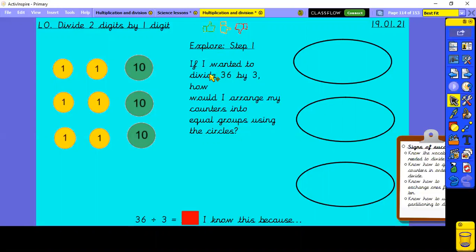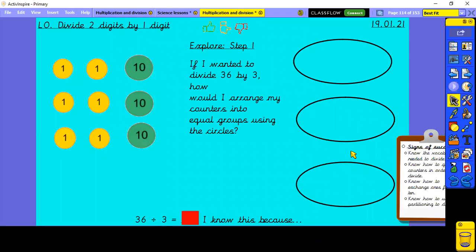If I wanted to divide 36 by 3, how would I arrange my counters into equal groups using these circles here? So how can I divide 36, which I've got here, into 3 equal groups using my counters? So what you could do now is you could either just have a think about it, or you could draw how you would divide 36 by 3 into 3 equal groups. So just pause the video and think about how we could do this calculation with our counters, okay?